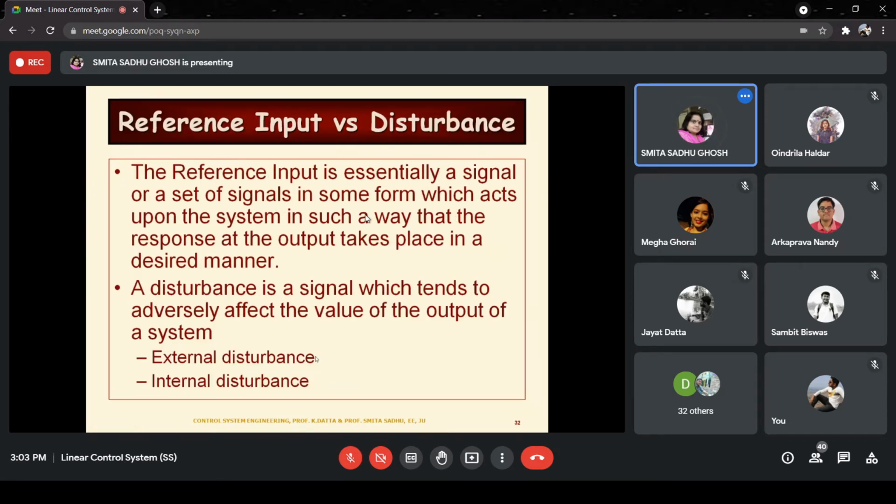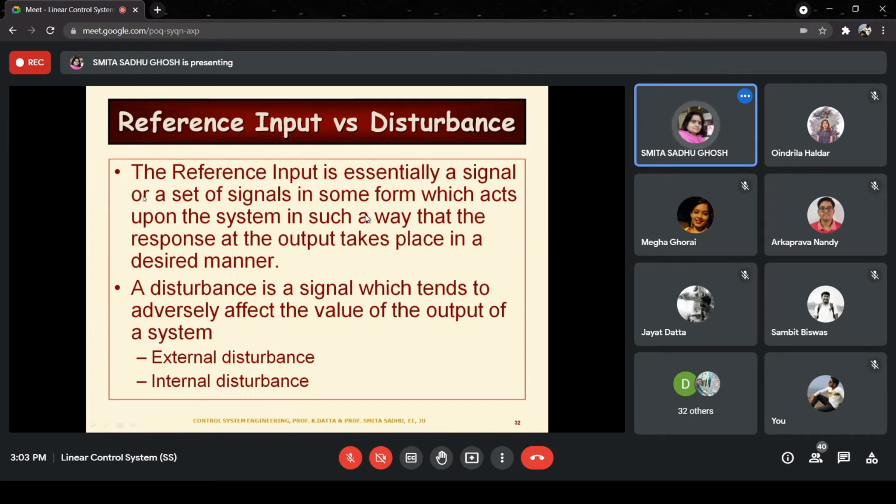Now coming to the thing that I pointed out in the last slide, that is the difference between the reference input versus the disturbance. Both the reference input and the disturbance input are inputs to the system. Whether we like it or not, the disturbance also affects the system, so it is an input to the system.